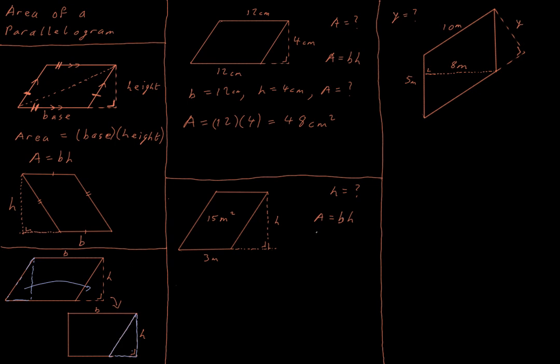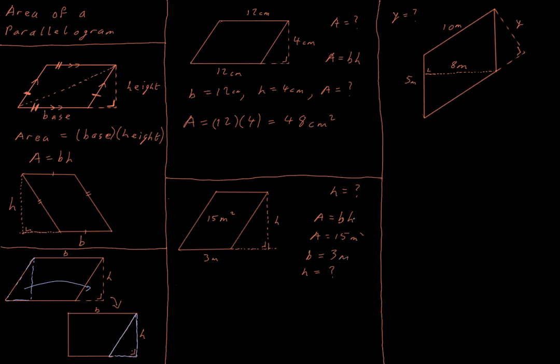And I know that my area is equal to 15 meters squared, and I know that I have a side here, and I want to find the height from that side. So that means that 3 meters would be my base. It's the base that I have information about, and I want to go up a particular height from that base. So H is what I am looking for.